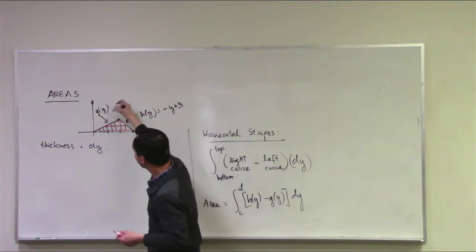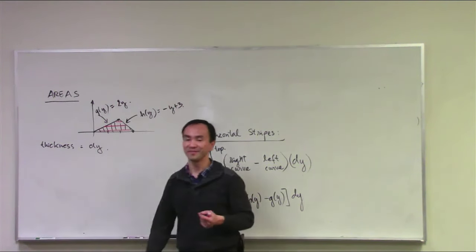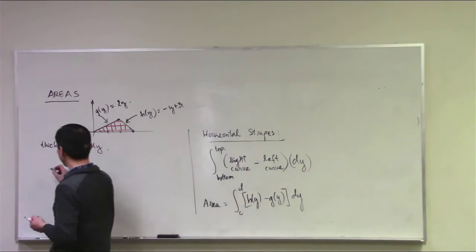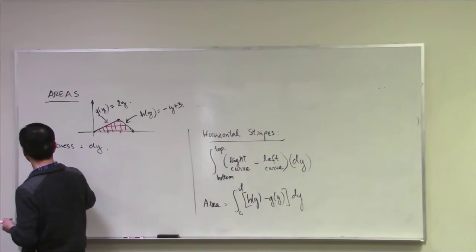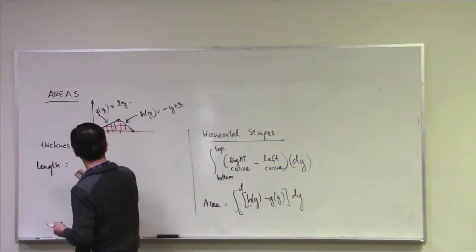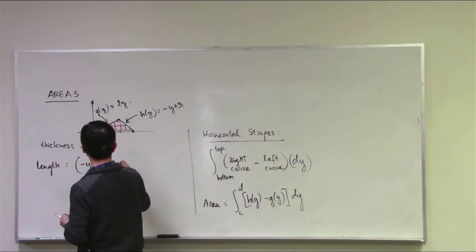And I'm going to erase this extra explanation, minus y plus 3. And this same curve right here, you can write it as 2y. It's the curve on the left-hand side. So your length right here, the length of each stripe, is simply going to be right minus left. So minus y plus 3, subtract 2y.